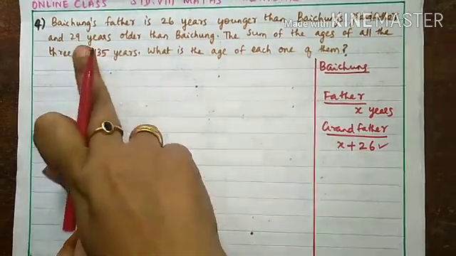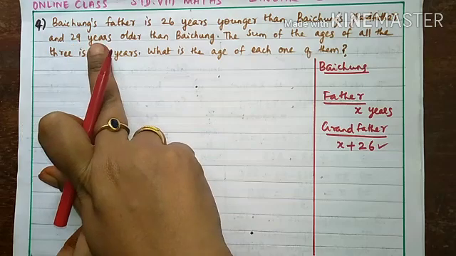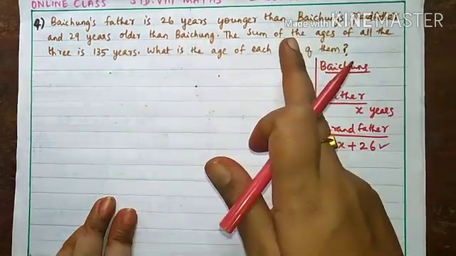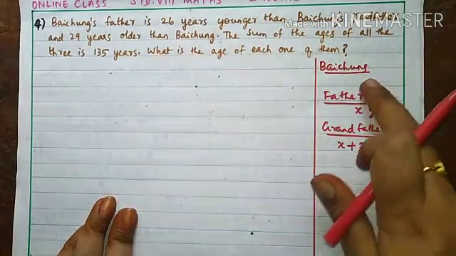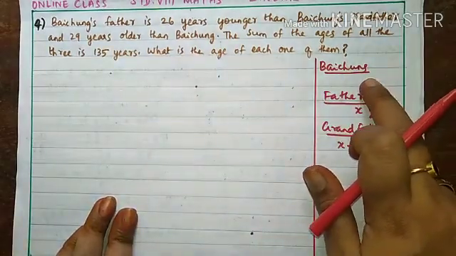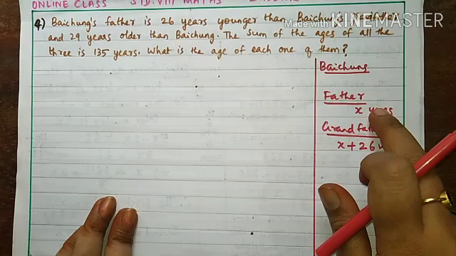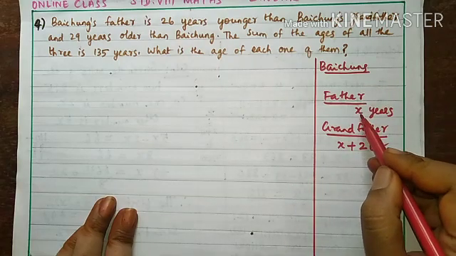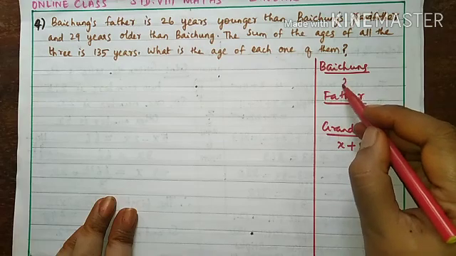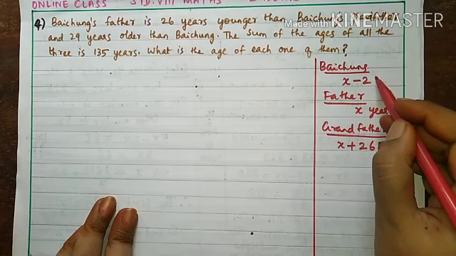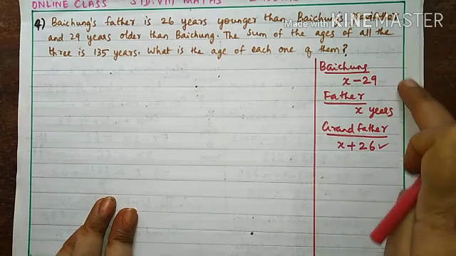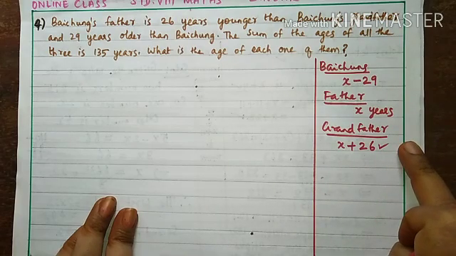Similarly, you see Baichung's father is 29 years older than Baichung. Older means more. So what will be the age of Baichung? Yes, he will be 29 years less than his father. So we have taken father's age as X, so that Baichung is 29 years less than his father. Okay, so these three you want to understand very well.